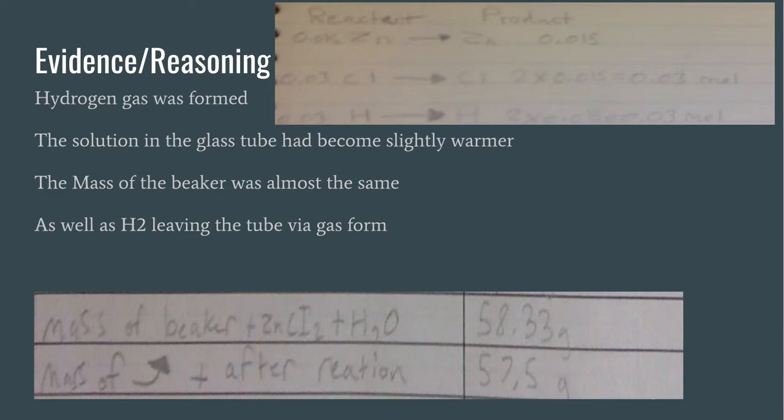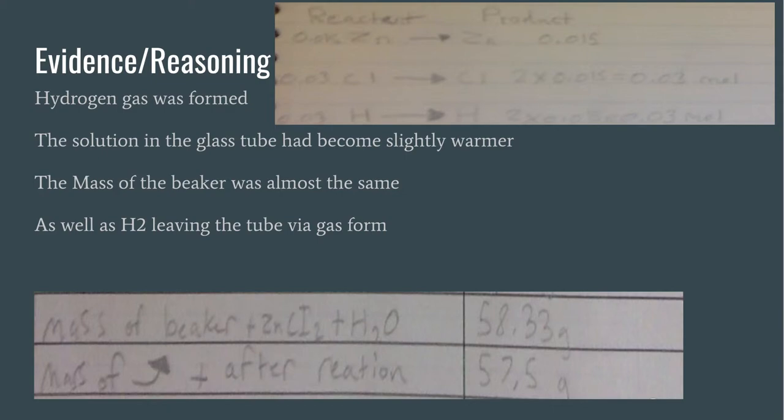The solution in the glass tube had become slightly warmer, which is due to the atoms rapidly moving around, which also shows us that the law of conservation of mass is evident. This is further supported by the picture on the bottom of the screen, showing us that the mass of the beaker before and after the experiment had not changed drastically.